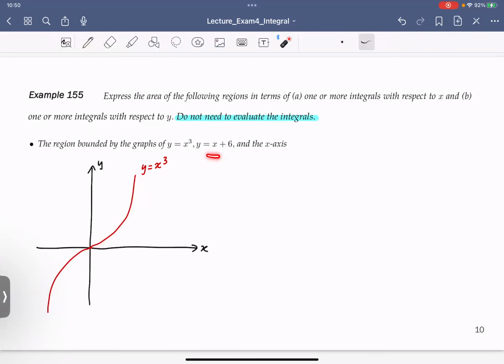All right, and then x plus 6. This is the one that is a line. So you can find the intercepts first. When x equals 0, y equals 6. This means this graph is gonna pass through 0, 6. And also if y equals 0, x equals -6, right? This means the graph is also gonna pass through -6, 0. So the graph is gonna pass through these 2 points.